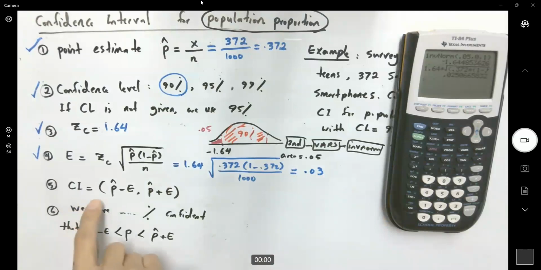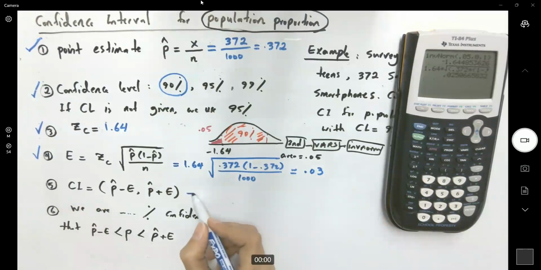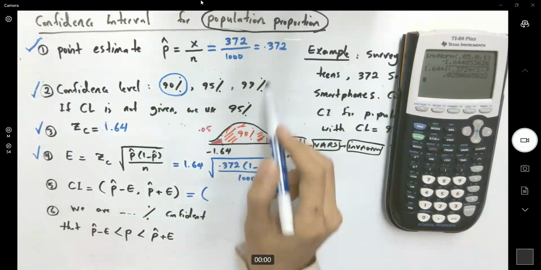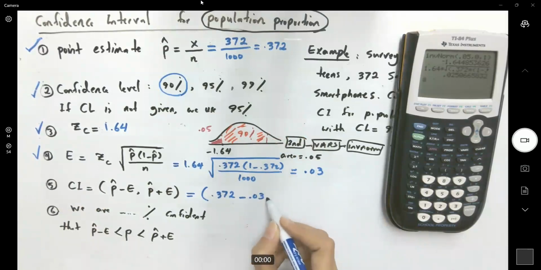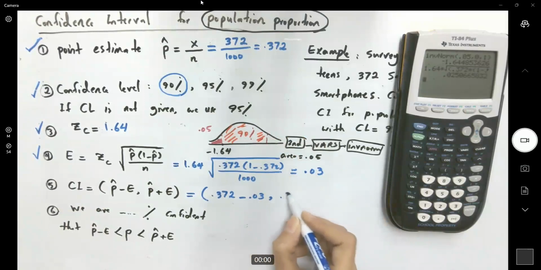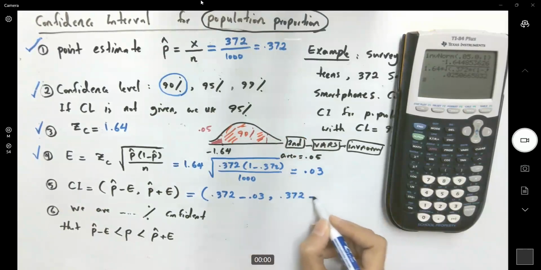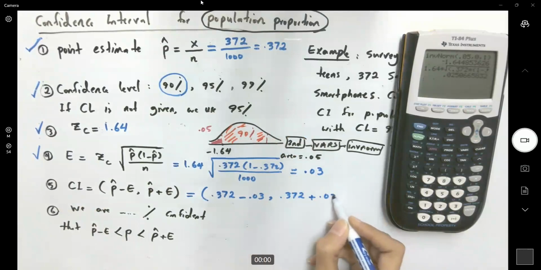What is the confidence interval? The confidence interval is p hat, which is 0.372 minus 0.03 and 0.372 plus 0.03.